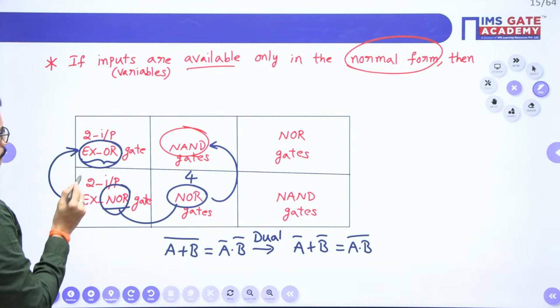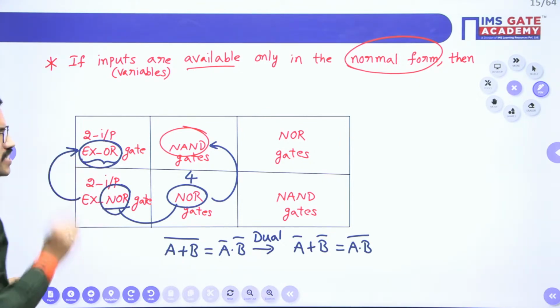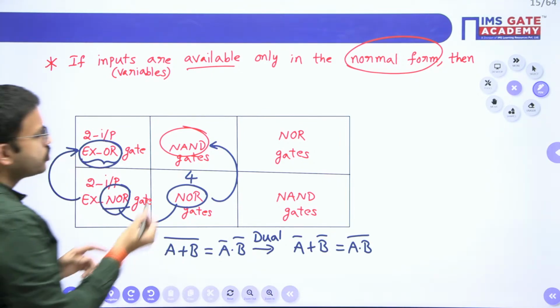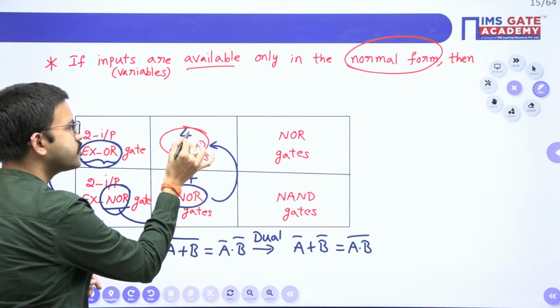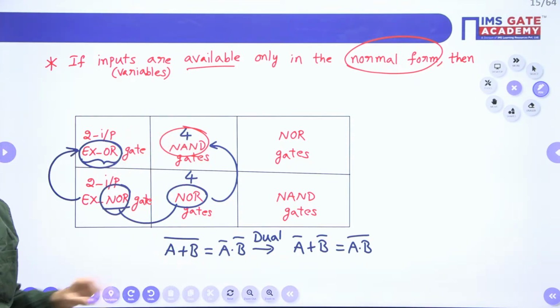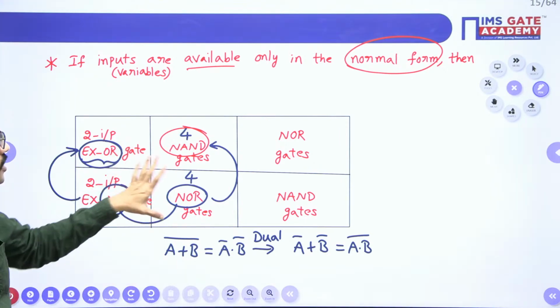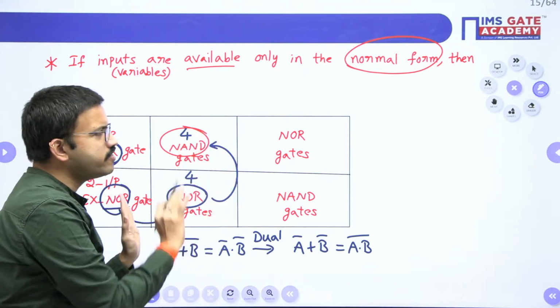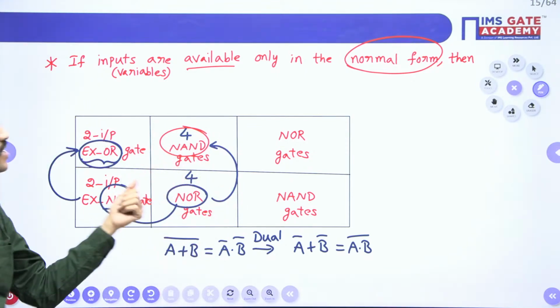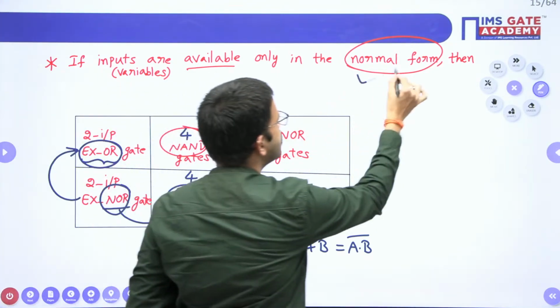So, here XNOR gate dual is XOR gate. Obviously here, since you are having 4 NOR gates, the answer is also 4. All of you please respond. Up to this point, is it clear or not? I am not giving any derivation here, just giving the hint on how to remember when you have only the inputs in the normal form.